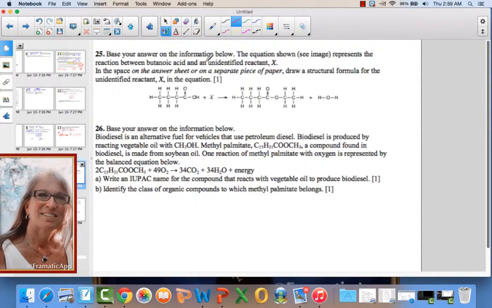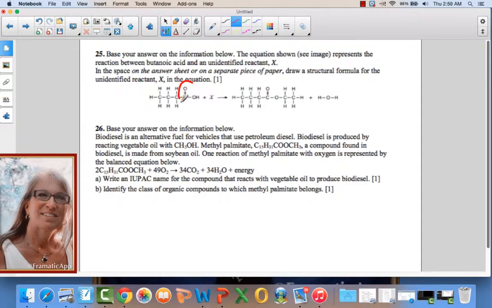So this is another ester question. This shows the reaction between butanoic acid and identified X. So here's but, 1, 2, 3, 4 C's, the C double O OH ending. So that's an acid. And this is an alcohol, because the reaction between an alcohol and an acid forms an ester and water. So that's the esterification reaction.